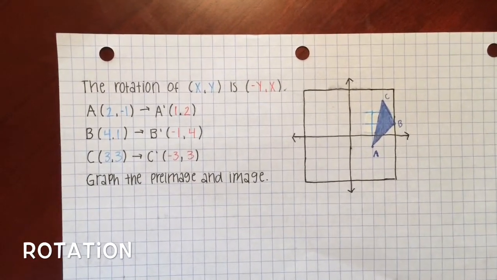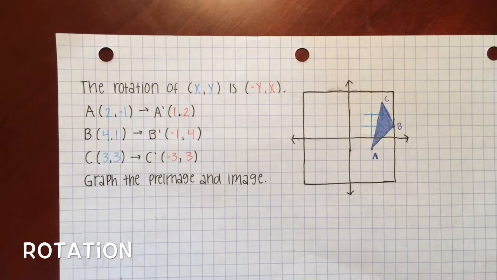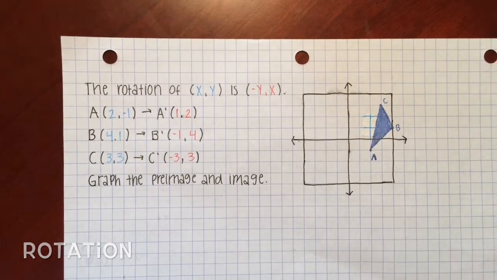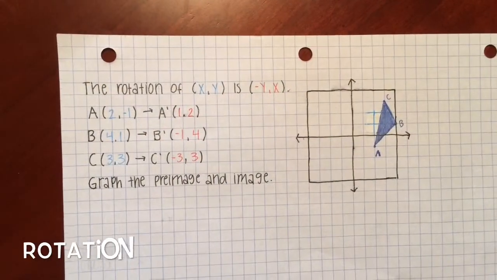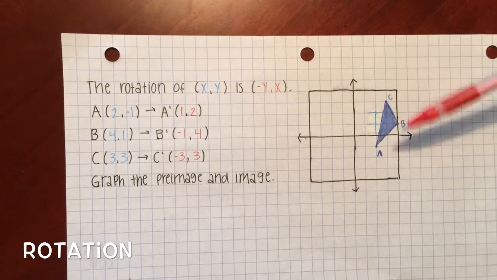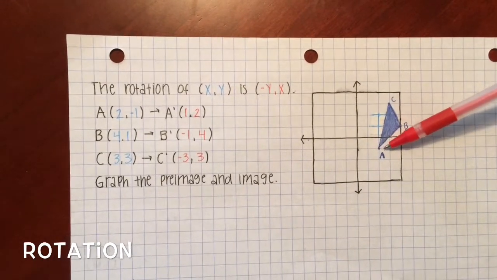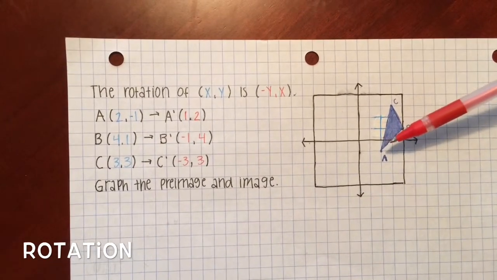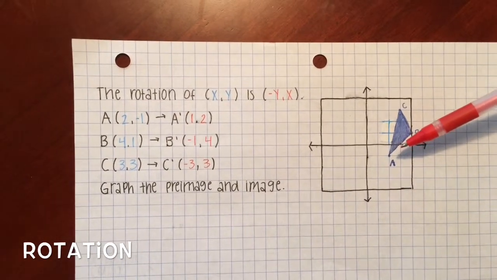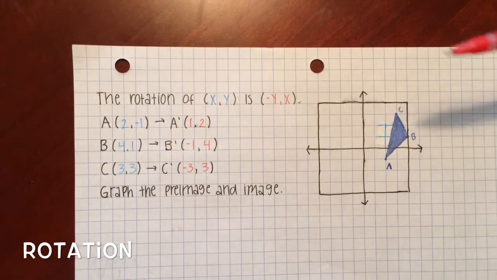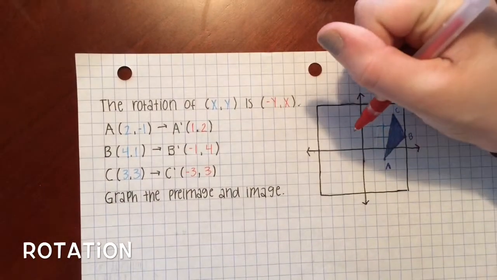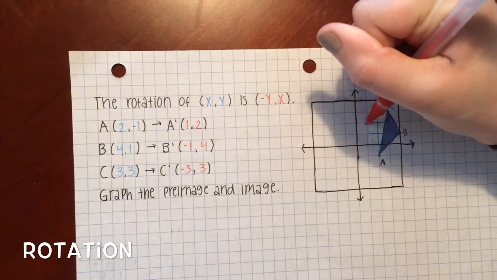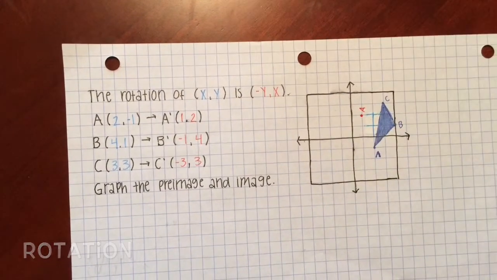In order to rotate the pre-image, you have to flip the x and the y and make the y become negative. For example, point A, the pre-image, would be 2, -1. So to rotate that, we would flip the x and the y and make the y negative. But since the -1 is already negative, it would become positive. So A prime would be 1, 2, and that would be A prime.